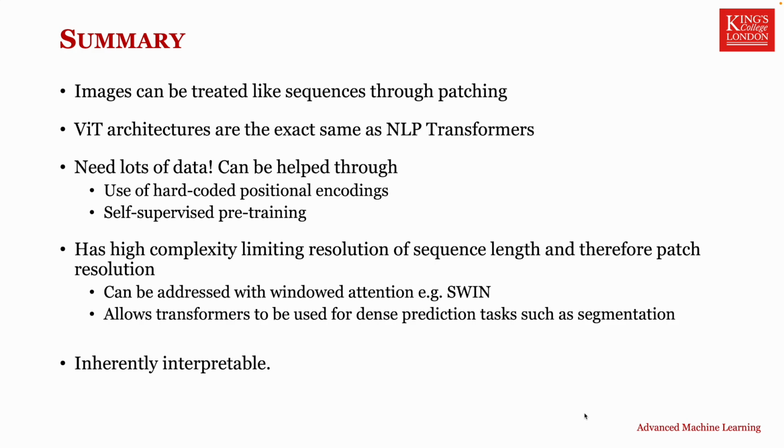Okay, in summary, for vision transformers, ViTs are treating images like language by patching up the scene into smaller regions that get tokenized and then pass through the exact same transformer architecture as would be used for language. They learn more parameters, which puts them at risk of overfitting, but we can address this through hard coding positions with sine cosine embeddings and performing self-supervised pre-training. This is also true of language models.